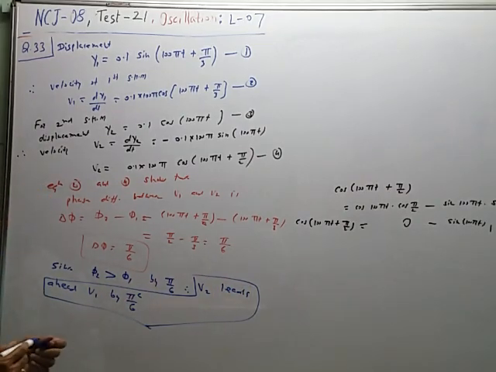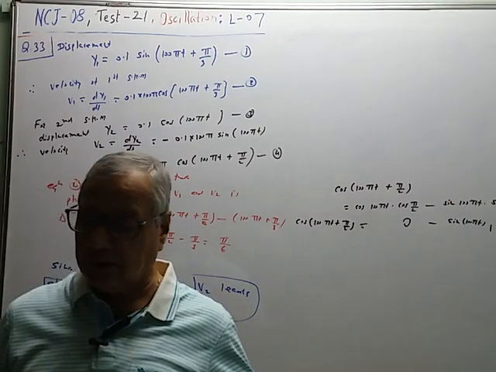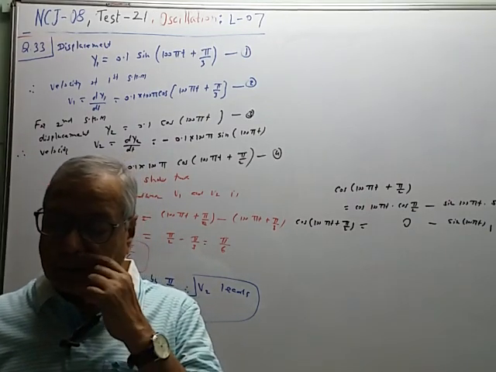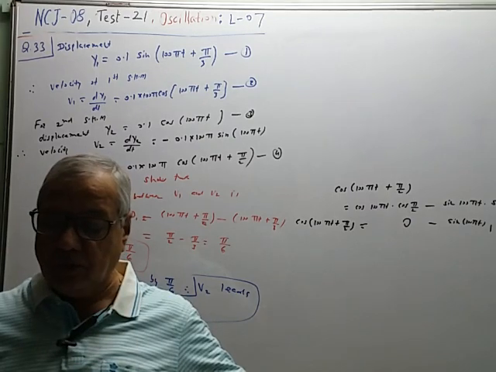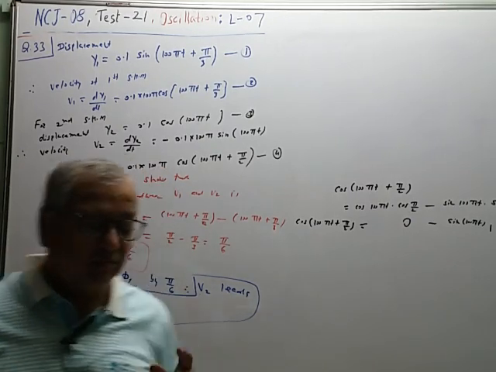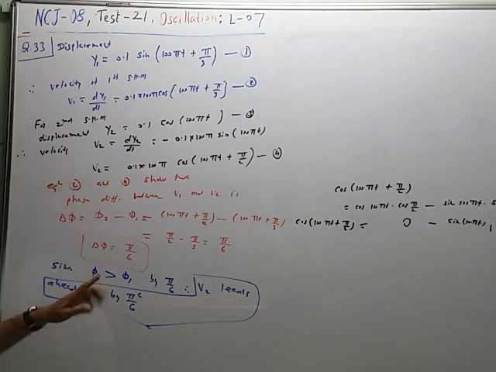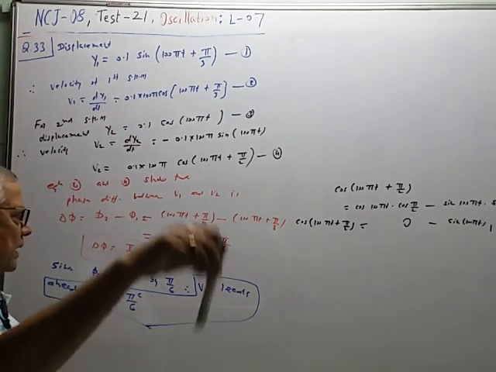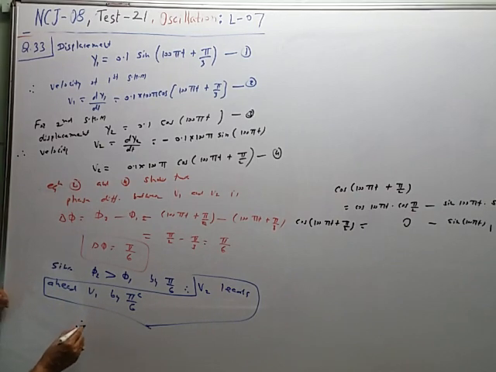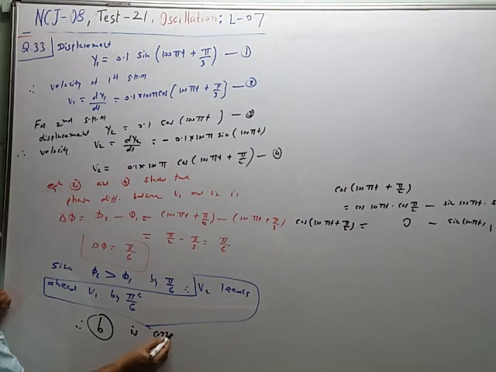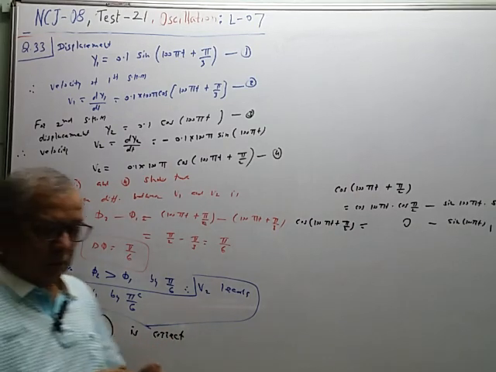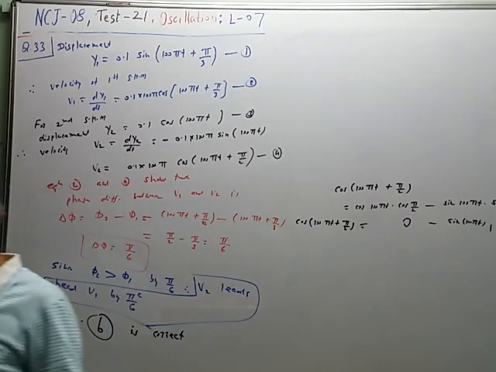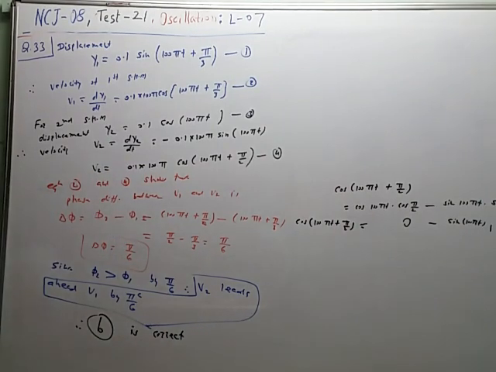V2 is having more phase than V1, so the phase difference of particle 2 with respect to the velocity of particle 1 is given by this value. The unit is radian, and the sign matters, plus or minus. So the correct answer is B. Therefore B is correct.